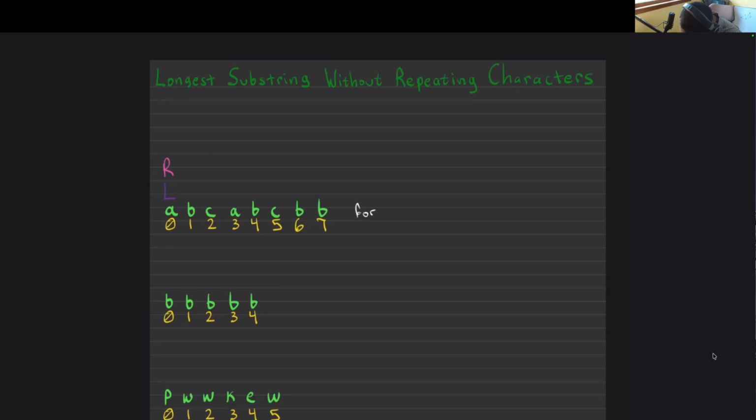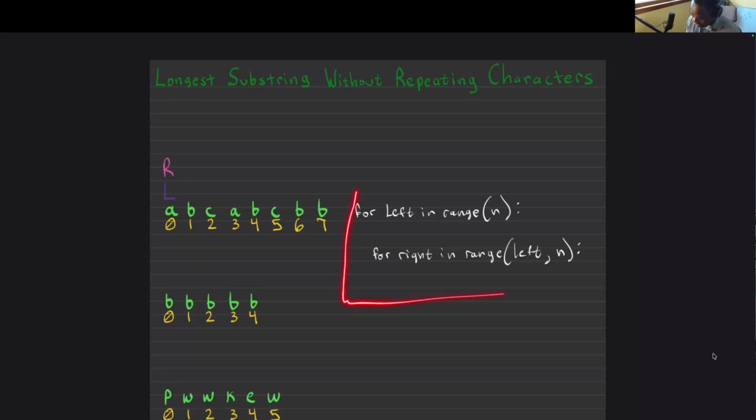So for left in range n, where n is the size of the given input string. Okay, and then for right in range left to n, right? We'll get us the double for loop skeleton. And FYI, this double for loop and this variable initialization here will always give you all the substrings or all the subarrays of what you're presented, right?